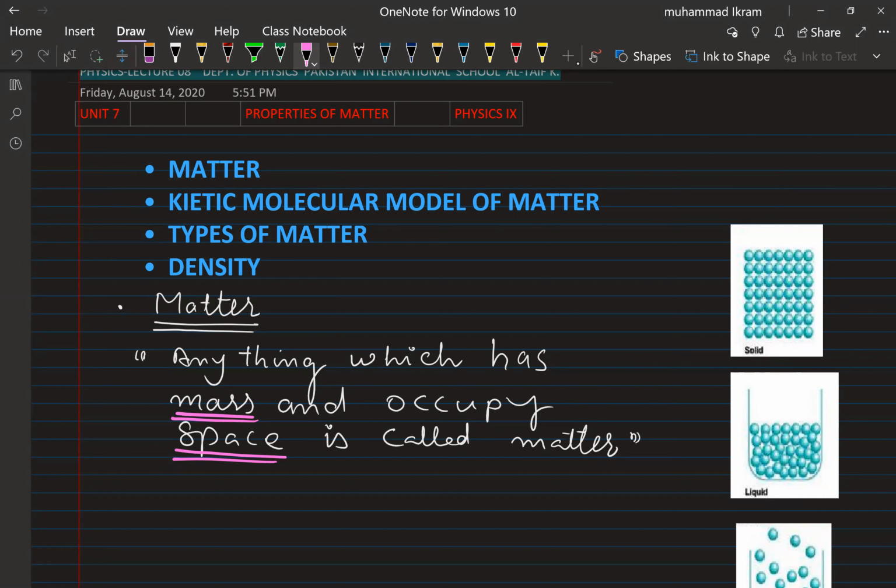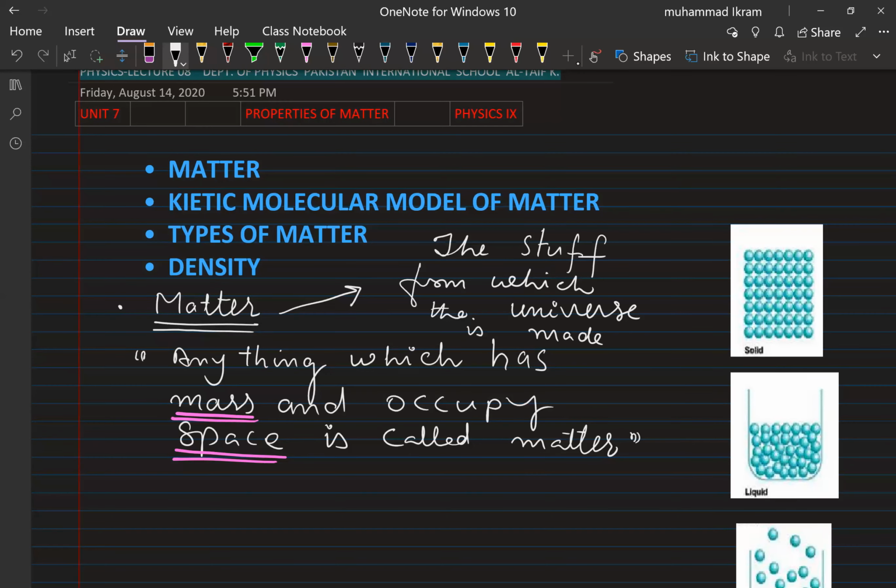Even the living organisms, the microbes, the bacteria, the virus, they are all matter. So in short, what I will say is that matter is in fact the stuff from which the universe is made. From which the universe is what? The universe is made. The universe is not made of matter alone, but matter is one of the components of what? One of the components of the universe.